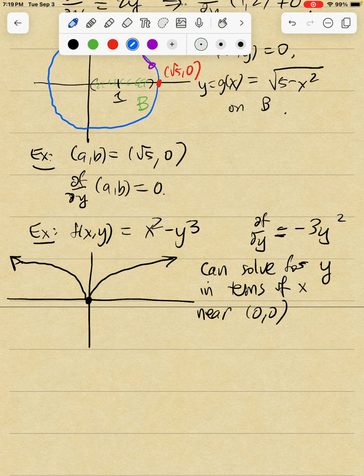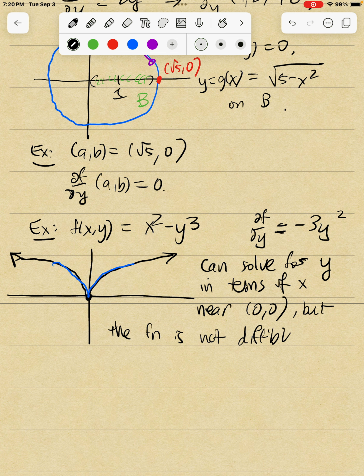You do have a continuous function near 0, 0, but this function is not differentiable at 0, 0. But the theorem, the implicit function theorem, tells us that anywhere else, locally, you can solve and get a differentiable function.